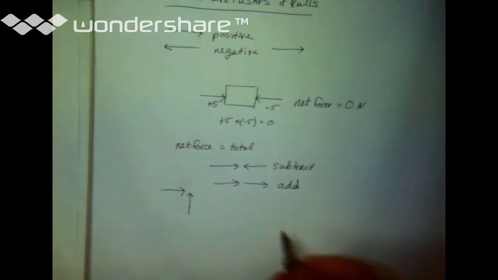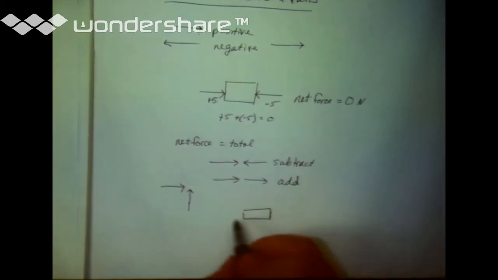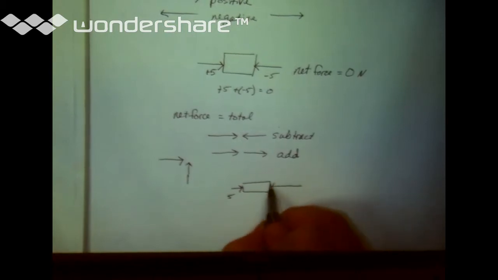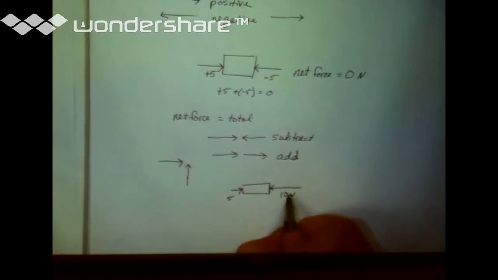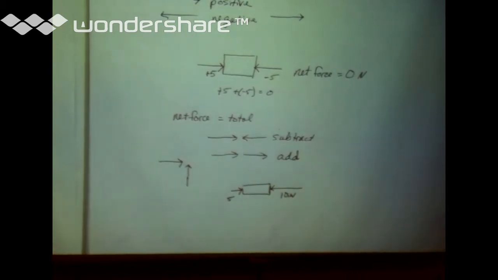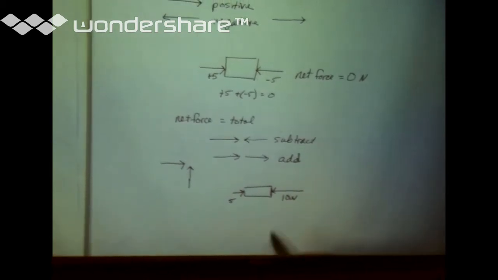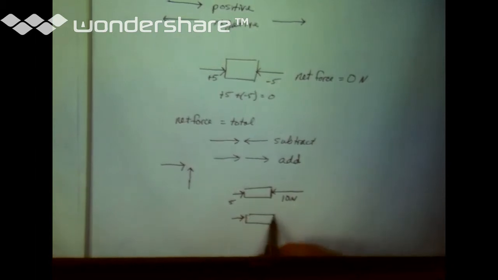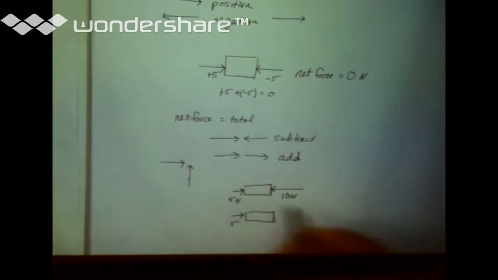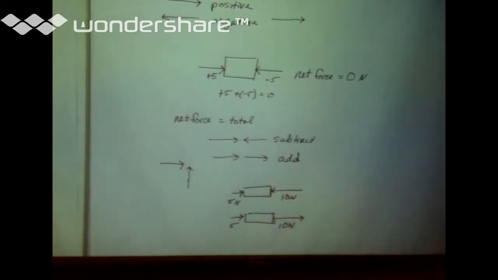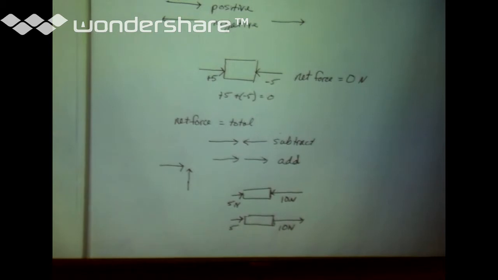So if I have an object and I have 5 newtons on this side and I have 10 newtons on this side, write the net force in the box. And then for the second example, what is the net force? I have my 5 newtons and I have my 10 newtons, and now 10 newtons is in the opposite direction. Write the net force in the box.